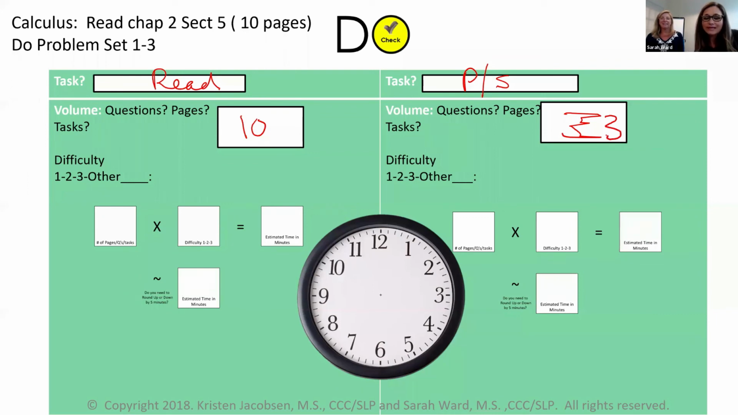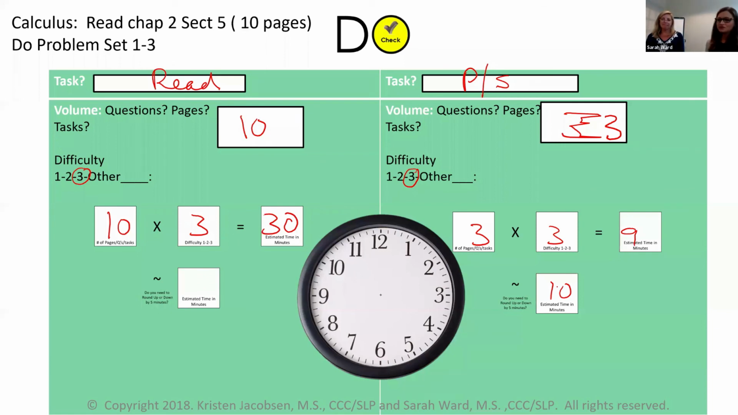So let's say that they decide the difficulty of reading in calculus is 3. No problem. So 10 times 3 equals 30 minutes. I know that I'm going to spend 30 minutes reading. But I know that the problem set is tough. So that's a 3 too. So 3 times 3 equals 9, round up to 10.